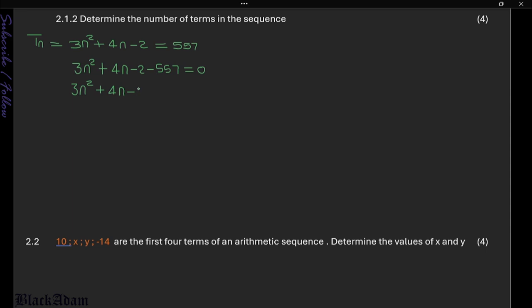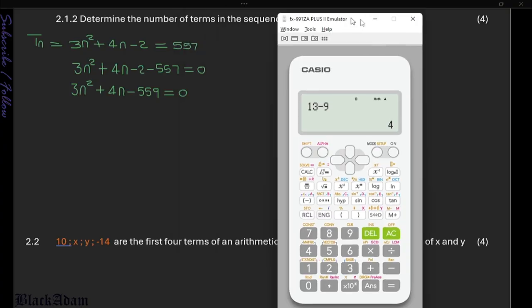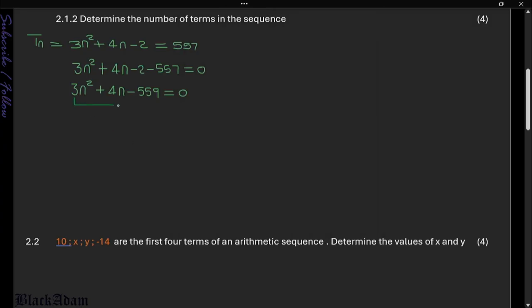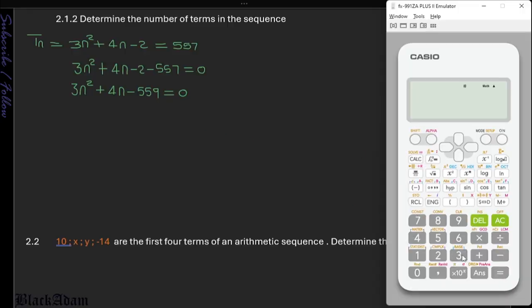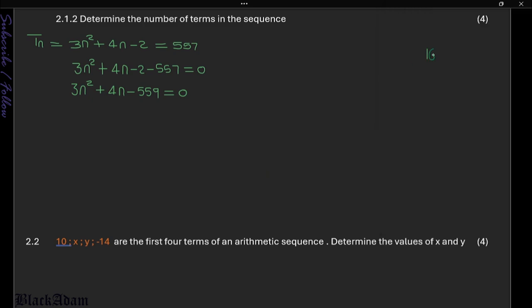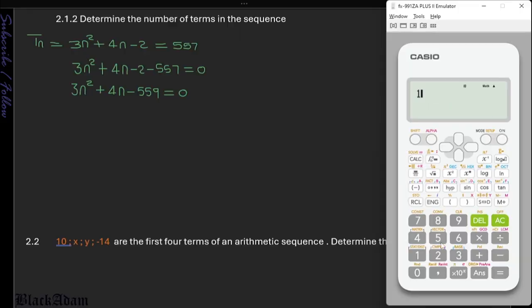So we have 3n squared plus 4n minus 559 actually is equal to 0. So we need to find the product of 3 times negative 559. So 3 times negative 559 is negative 1677. So we just put the 1677. We try to find the factors. So we know that it's 3, 1677 divided by 3 is 559.